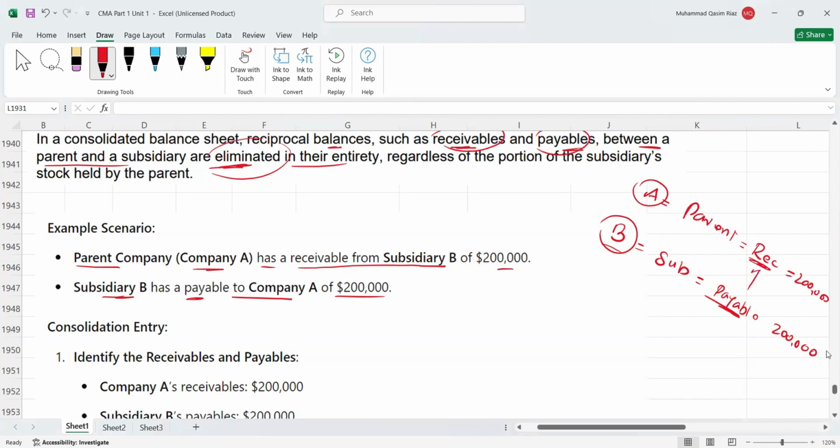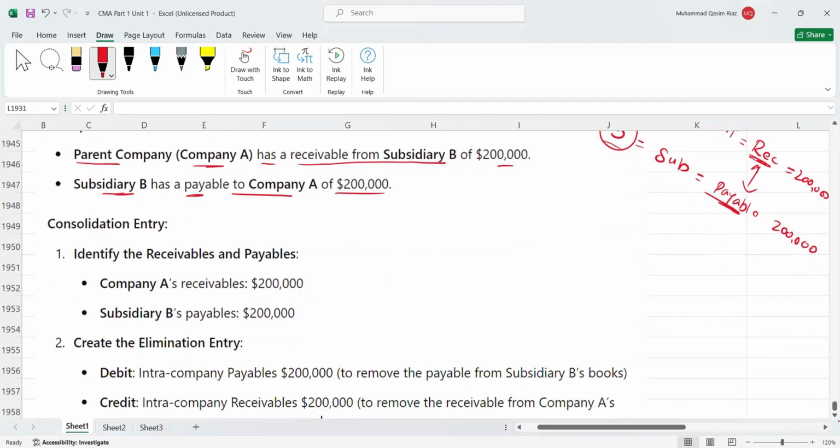So what we will do, while we prepare the consolidated balance sheet, is eliminate these reciprocal balances, and this is the process which we will follow. First of all, we have to identify the receivables and payables which are intra-entity. We know in company A's balance sheet we have receivables of 200,000, and in subsidiary B's balance sheet we have payables of 200,000, right? Now, once these are identified, we have to create the elimination entry, because they are intra-entity receivables and payables.